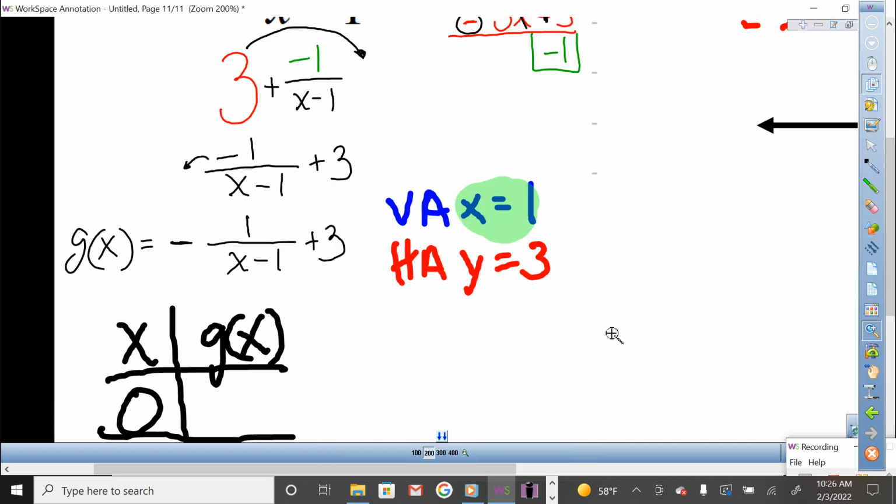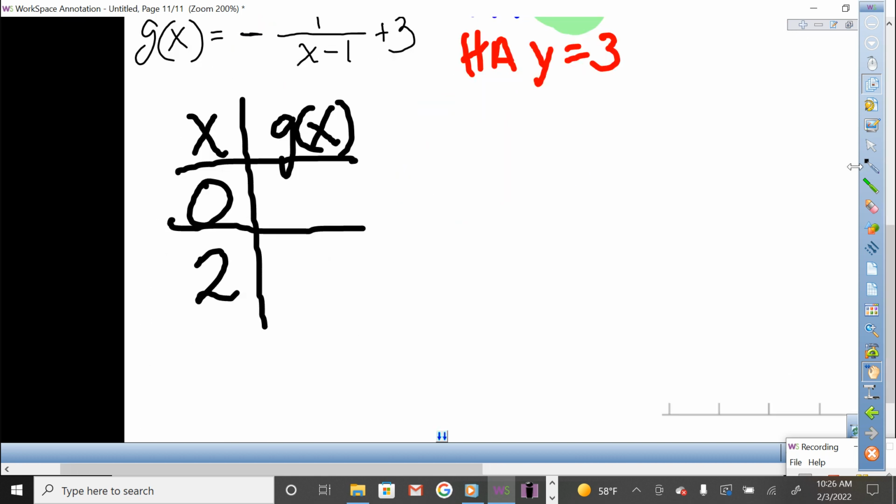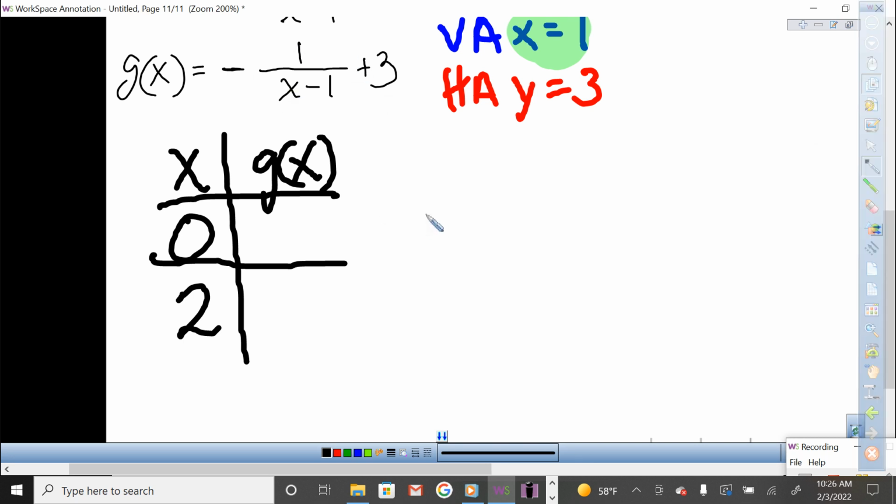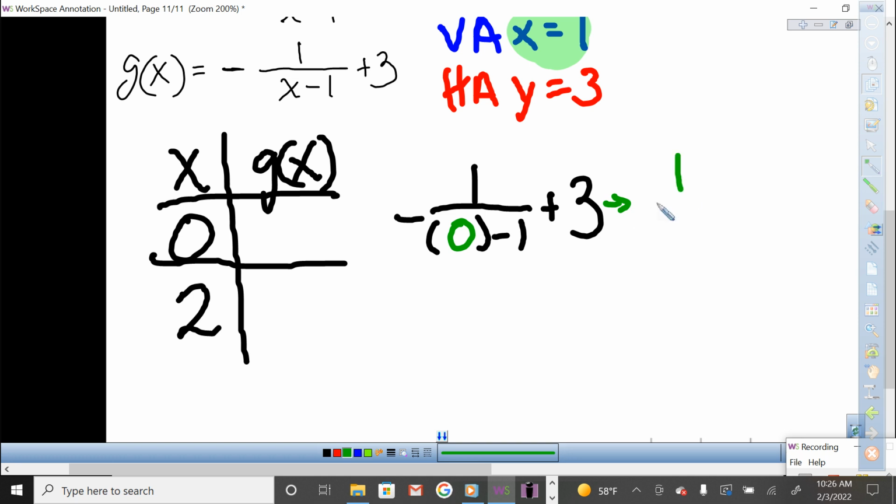Here it goes. I'm going to write this right here, negative 1 over parentheses minus 1, plus 3. All right, first value, 0. So, 1, negative right there. Okay, so we have 0 minus 1 is negative 1. Yes? Plus 3. So question, what is negative divided by a negative? Positive. What is 1 over 1? Plus 3.